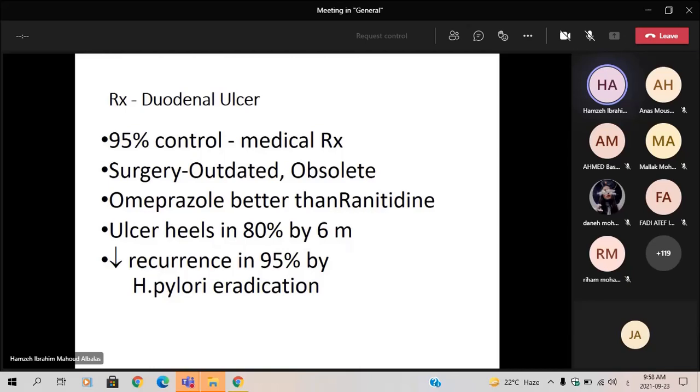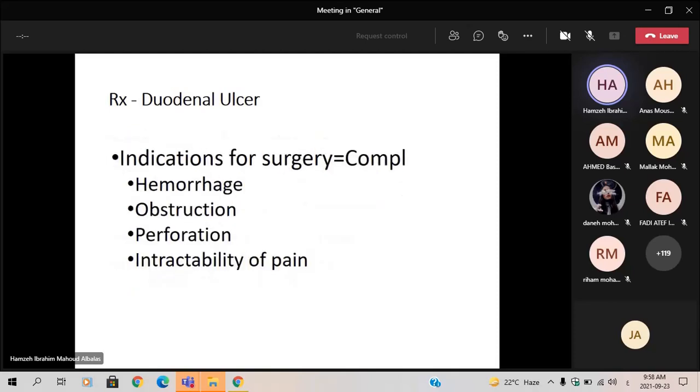If there are indications for surgery, it's indication for complication, not the ulcer itself, complications such as bleeding, perforation. And as we mentioned previously, we have to use any medication from the omeprazole family because it's better than ranitidine or H2 blocker. Ulcer heals in 90% by 6 months, and recurrence decreases 95% by H. pylori eradication by using the medication, the antibiotic.